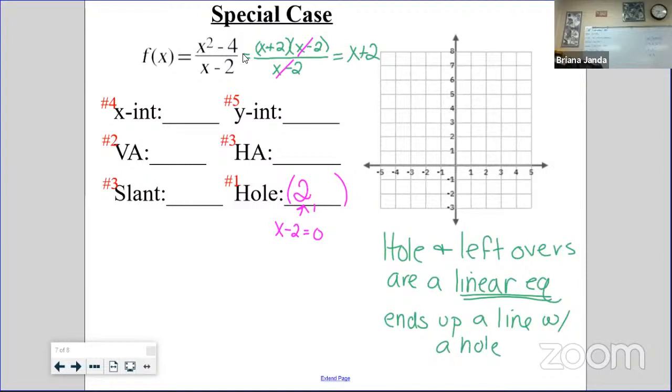Okay, now walking through the rest of this problem would lead us to that. So watch what happens here. First of all, to find the second half of the hole, I plug in what I got into the leftovers. So I plug 2 into x plus 2. And I go draw a hole at 2, 4.